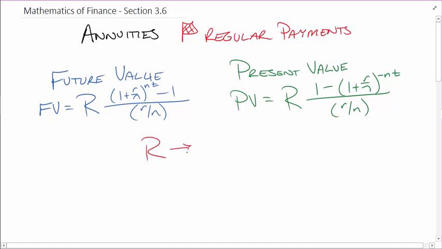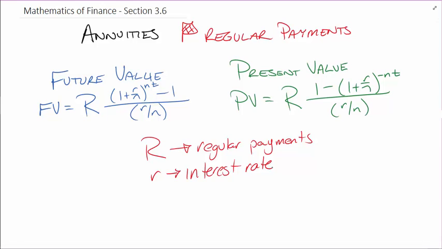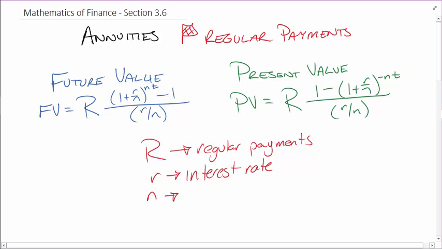The uppercase R is the regular payments. The lowercase r is the interest rate. There are times where the interest rate is going to fluctuate. For us, we're going to simplify and say that we have a constant, consistent interest rate throughout the problem. N is going to represent the number of payments per year. And finally, T is going to represent the number of years.